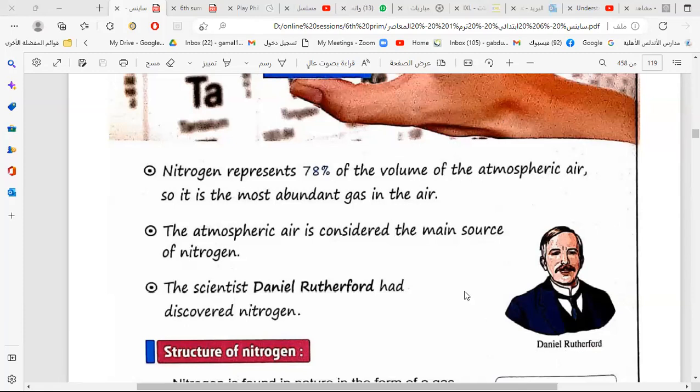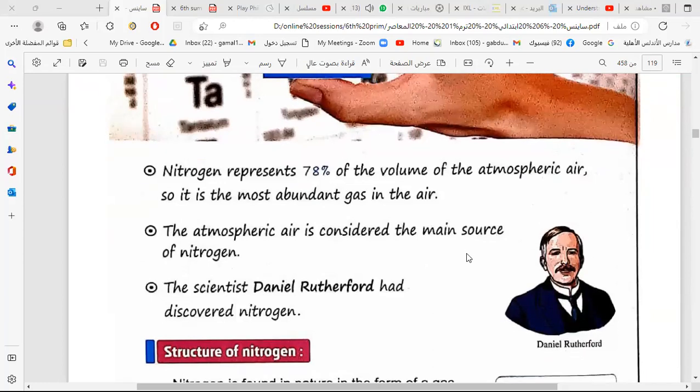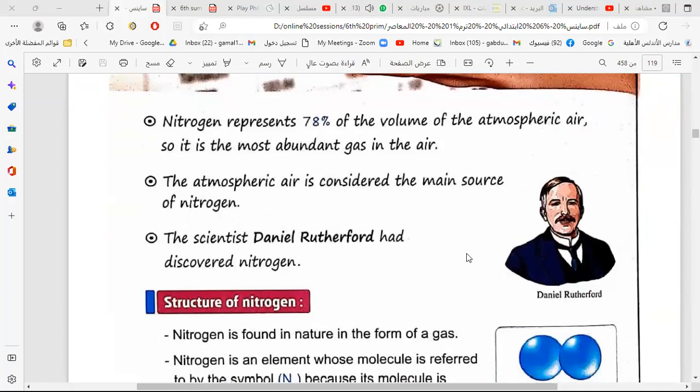What's meant by nitrogen gas is a lifeless gas? It is not used in respiration or anything. Yeah, very good, thank you, Muaz. It is not used in respiration or in the combustion process, burning. So it is called lifeless.